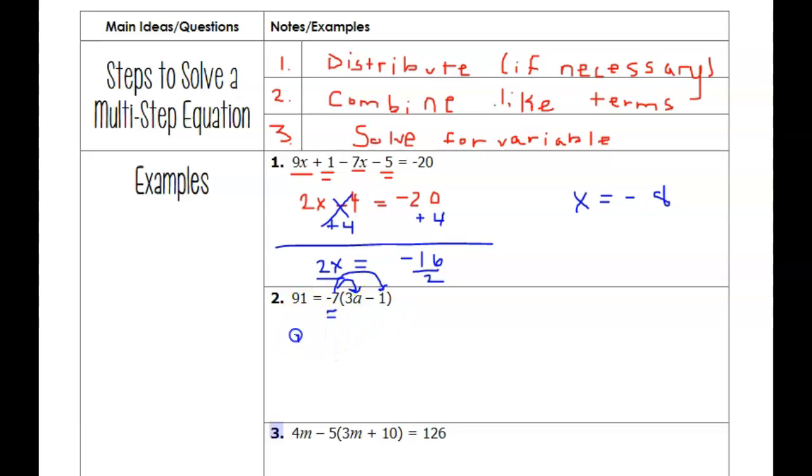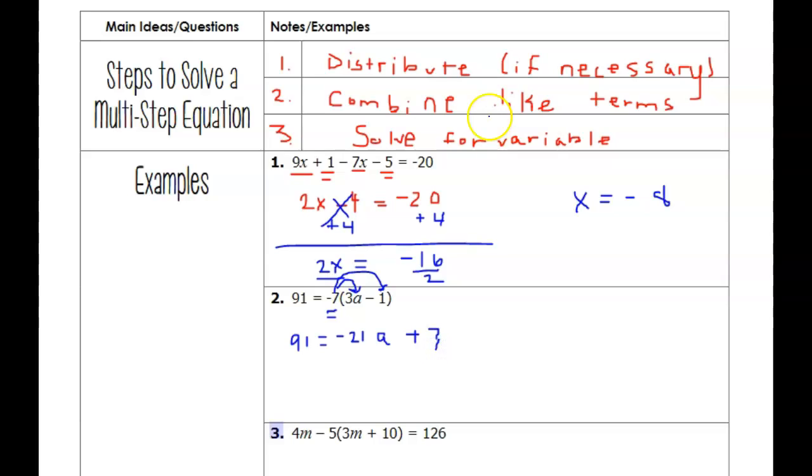So I'm going to bring my 91 down, and it's going to equal -7 times 3a. Remember, I multiply the numbers. -7 times 3 is -21. And then I just keep the variable a. And then my -7, remember, it has to dance with everything, times a -1. That is going to be a +7.